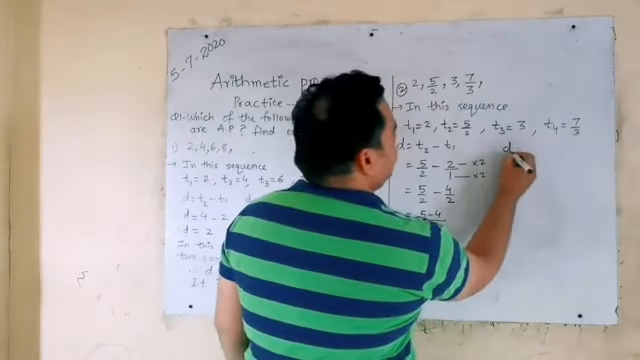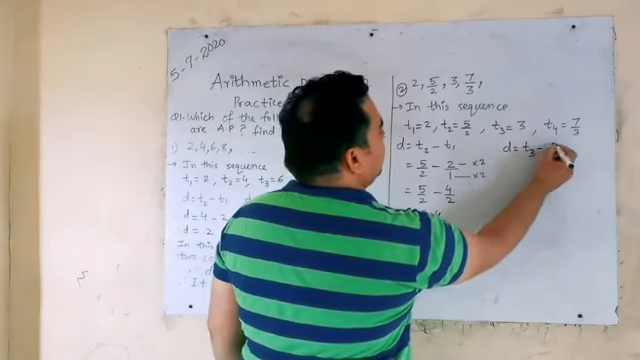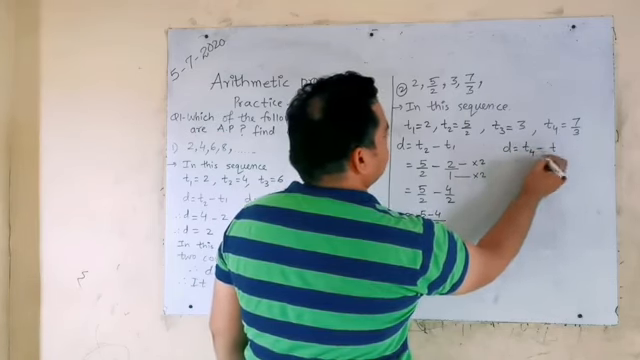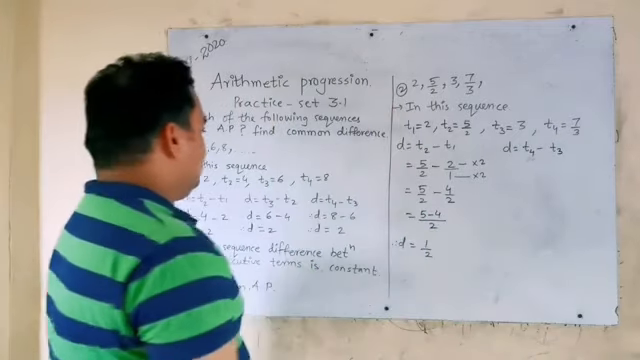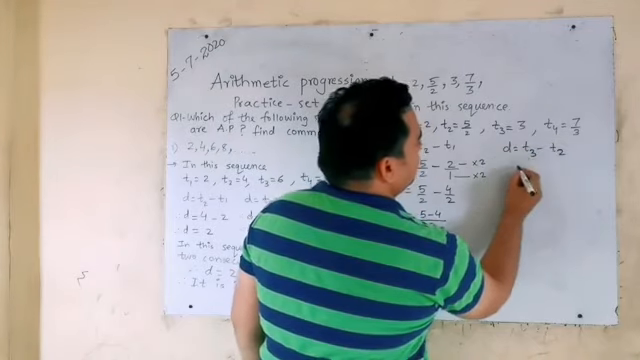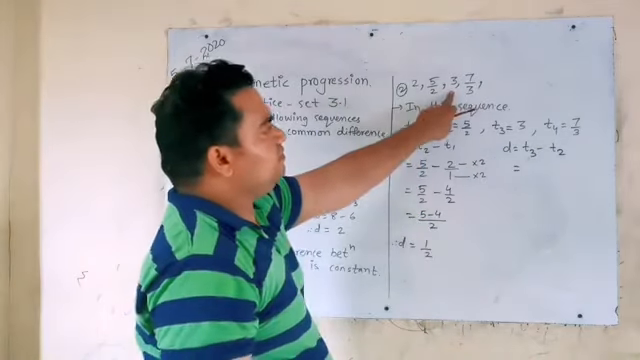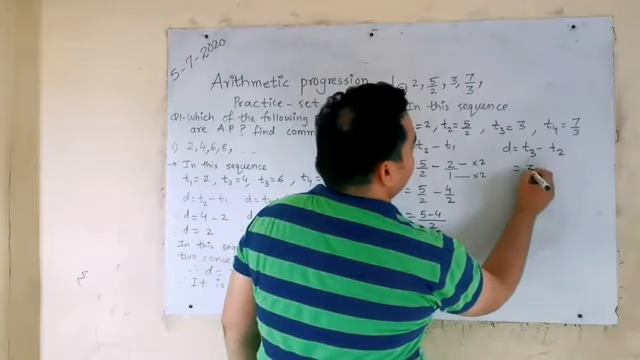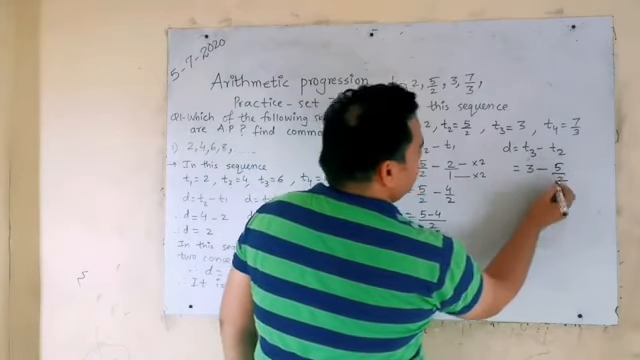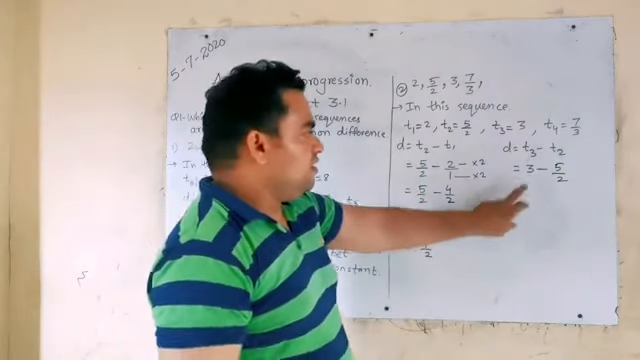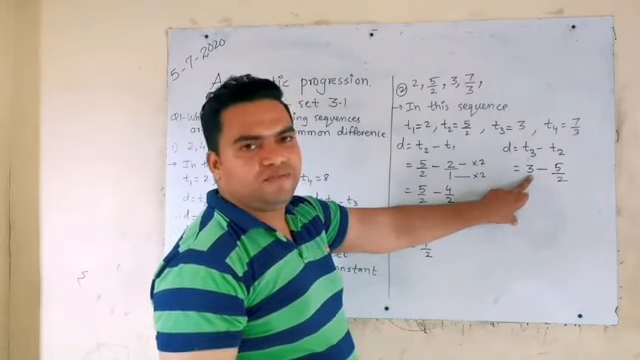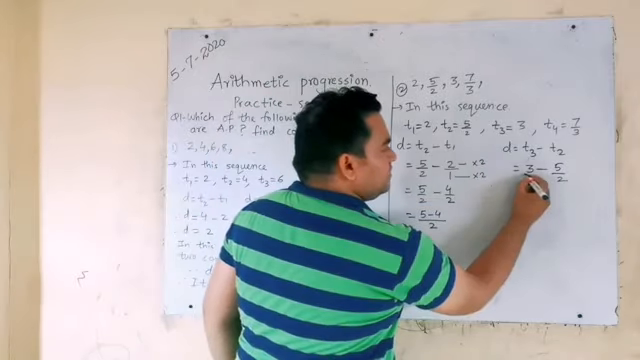d is equal to T4 minus T3. Okay, or you can take T3 minus T2. So what is T3 here? Term 3 is 3, minus term 2 which is 5/2. Here again the same condition came. We can see 3 is single or alone, but we know that every number is a rational number, so we can write 3/1.